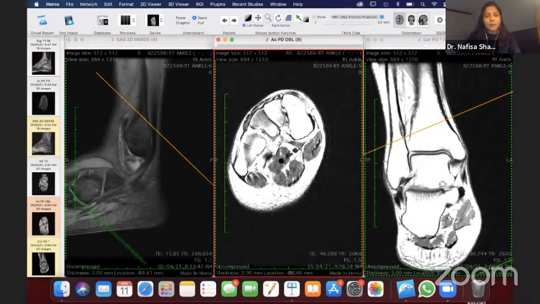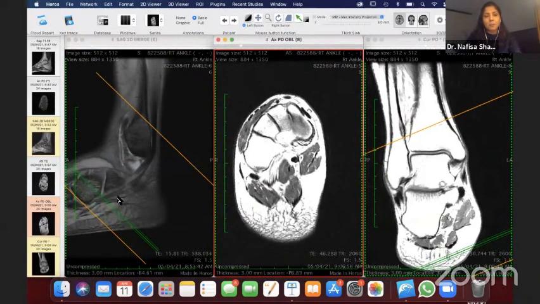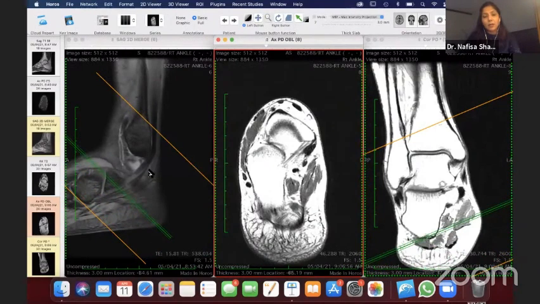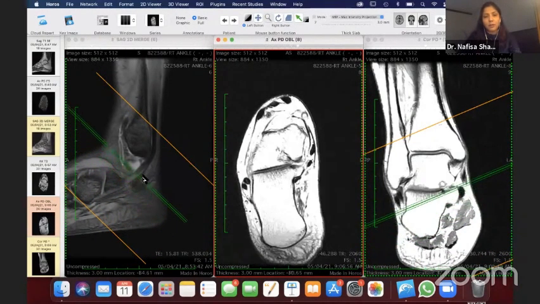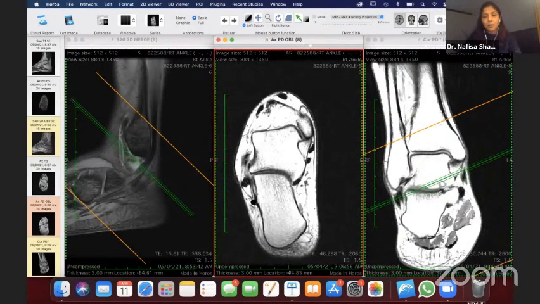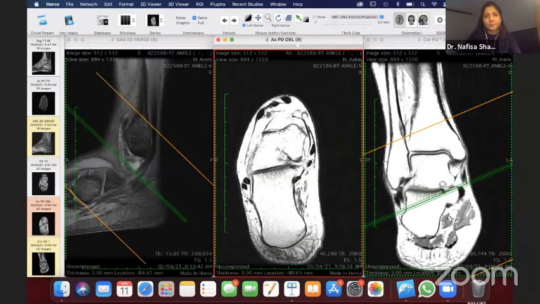And we're going to look at how the scan is planned. This scan is planned 90 degrees to the inframalleolar genu of the peroneal tendons. And we get a good sense of what's happening in this region. At times, it can be difficult to see the calcaneofibular ligament, but in this case, you can see it nicely. And this is the reason why we at times do this. This is not standard protocol.